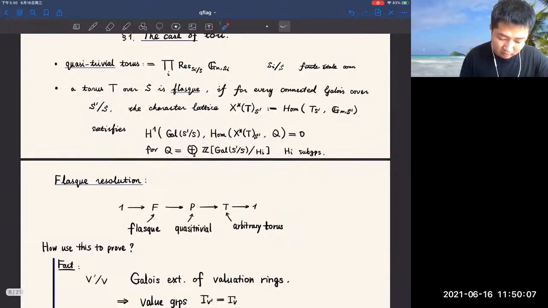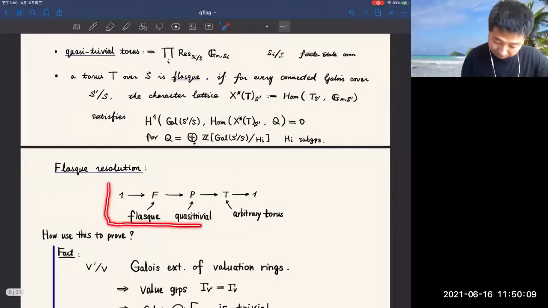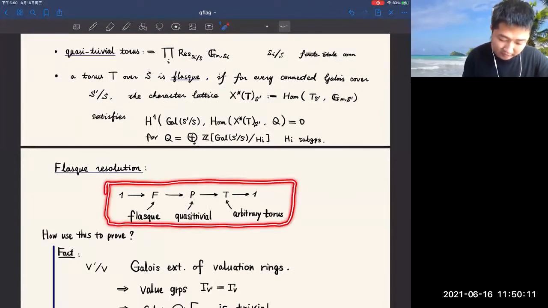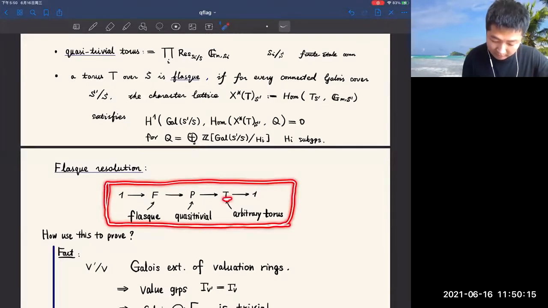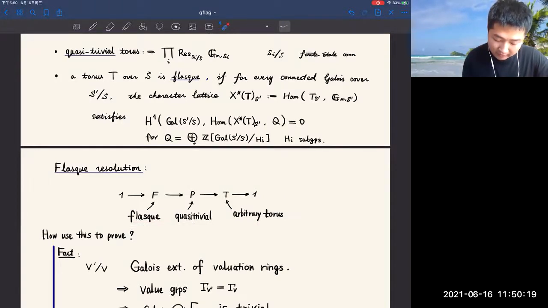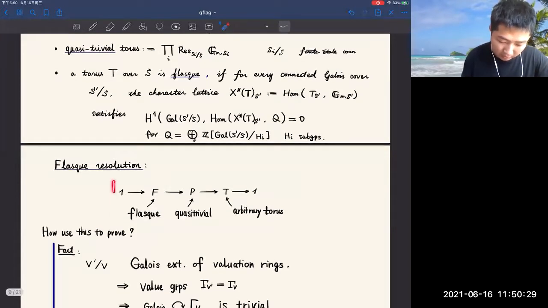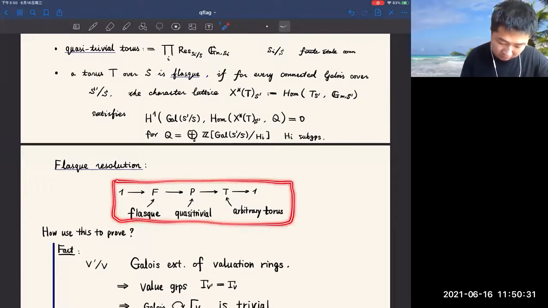And the flasque resolution is of this form. It's a short exact sequence. Here, T is an arbitrary torus. So flasque resolution means that every torus can be realized as a quotient of a quasi-trivial torus with flasque kernel. So how do we use the flasque resolution to prove this?